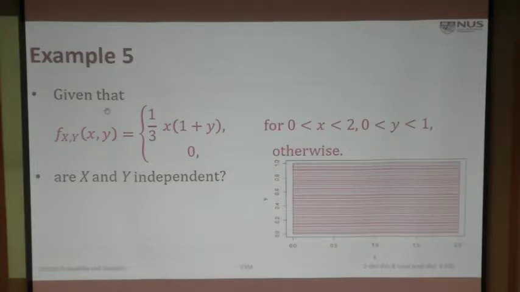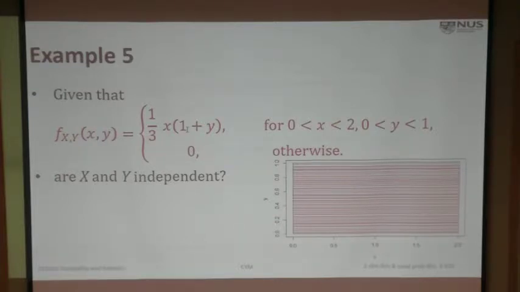So this example is the joint PDF of x and y, again a very familiar type of example. It is 1/3 times x times 1 plus y if x lies in this interval and y lies in this interval, and 0 otherwise. So the shaded region for which the joint PDF of x and y is non-zero is when x lies between 0 and 2 and y lies between 0 and 1. Then you have a z axis, and the function f as z is equal to this one. And then we ask the question, are x and y independent?